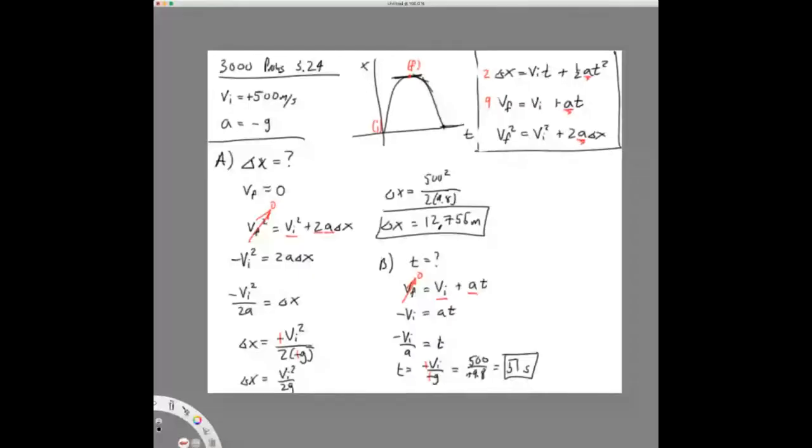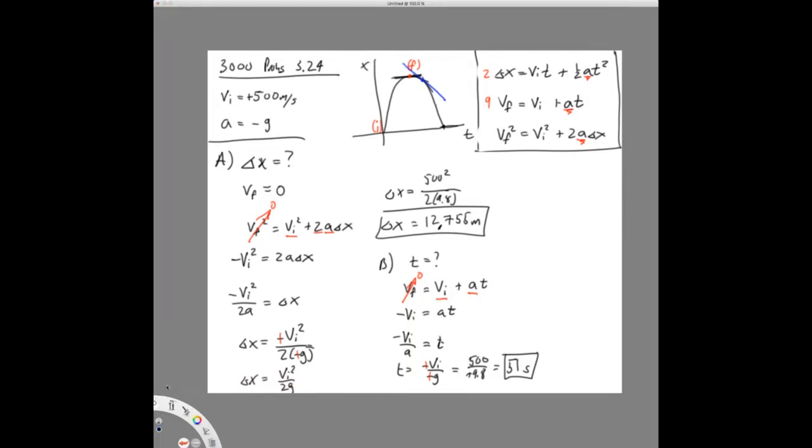Okay, so we have done parts A and B, and part C says find the instantaneous velocity at the end of 60 seconds. So if we look at our graph, we now know it takes 51 seconds to get to the top. So 61 seconds would be maybe in this vicinity, and it's going to be somewhere around here. There will be a tangent line that looks like that.